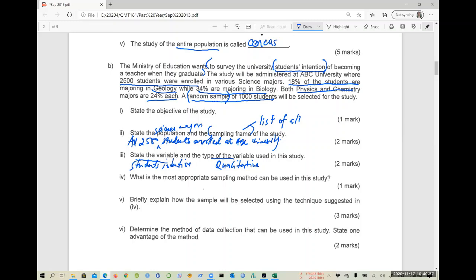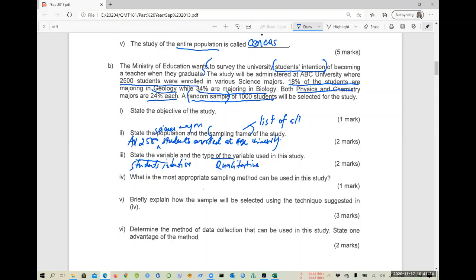Okay, how do you determine which technique is the best one? First of all, you ask yourself, is there any grouping involved in the population? In this situation, there exist groups where the population is divided into the science majors, that is geology, biology, physics, and chemistry. So that means there exist groups under the population.